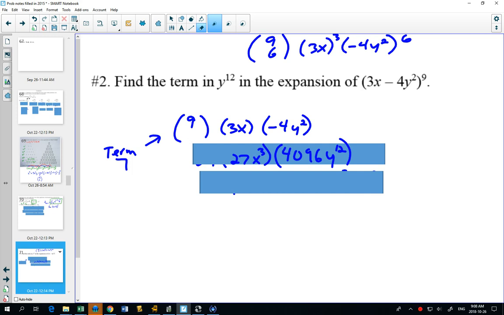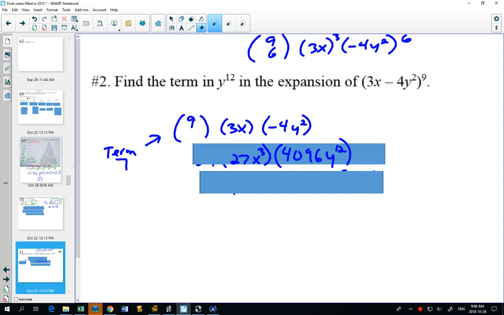I wouldn't have known what my r value is, or in the past, what my k value was. But I know that the exponent is 9, so I know it's going to be 9 choose something. I'm going to just leave that blank for now. I know that my first term is 3x, so it's going to be 3x to the something. But I'm going to leave that blank right now. And I know that I'm going to have negative 4y squared to the something.